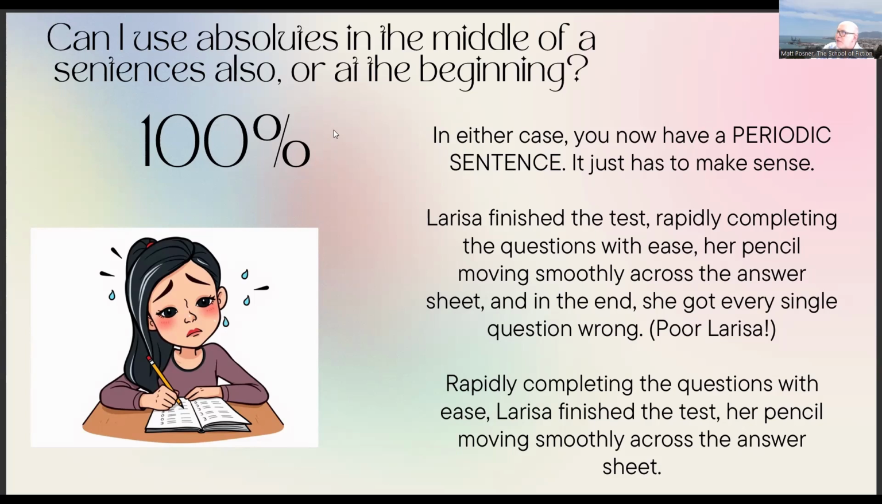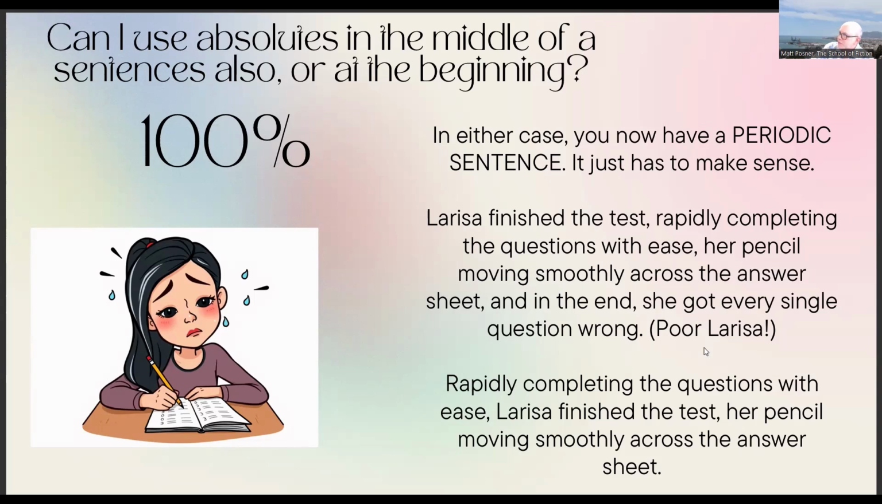So here we go. Larissa finished the test, rapidly completing the questions with ease. Her pencil moving smoothly across the answer sheet. That was our original cumulative sentence. But now it's moved to the middle because I added another subordinate clause. And in the end, she got every single question wrong. Larissa is sad. That's okay. She'll get them all right on the next test.